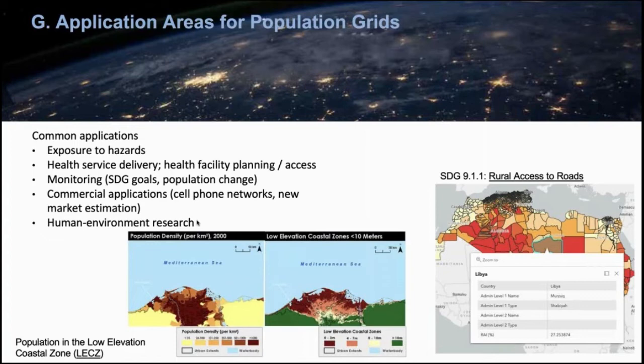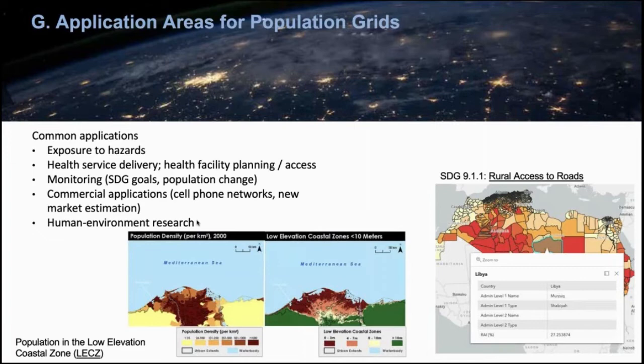It's also been used for health facility planning, looking at existing health facility areas and estimating how many people can be reached within a certain time period from the existing health facility, and identifying gaps, places where additional health facilities should be placed to cover more population.